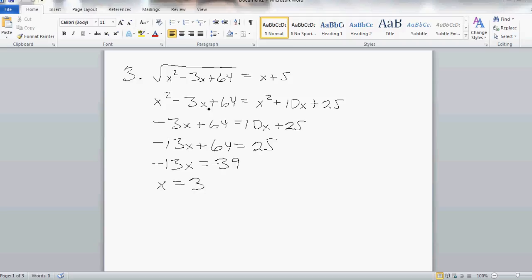And once again, it doesn't take much to check this. 3 squared is 9. 9 minus 9 is 0. 0 plus 64, square root of 64 is 8. And 3 plus 5 is 8, so it does work.